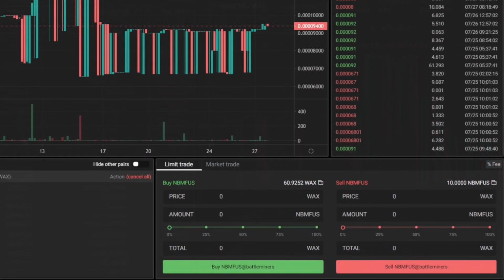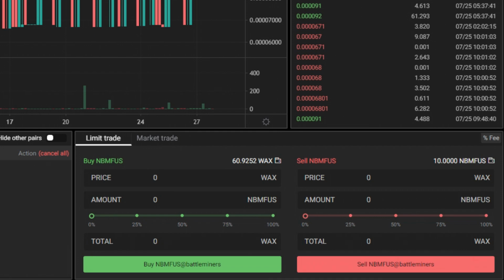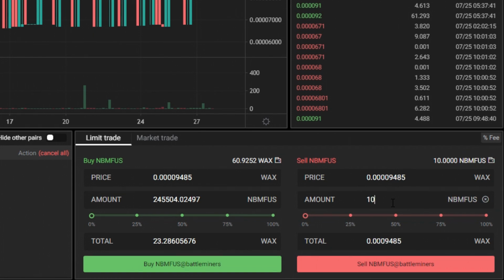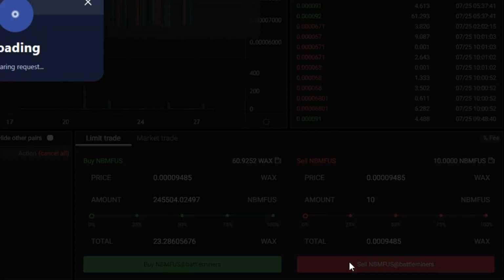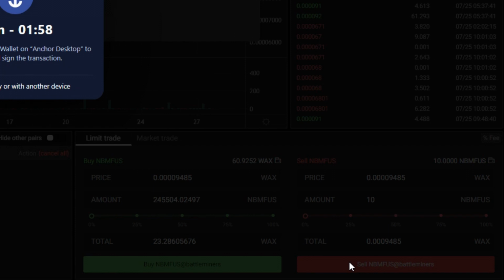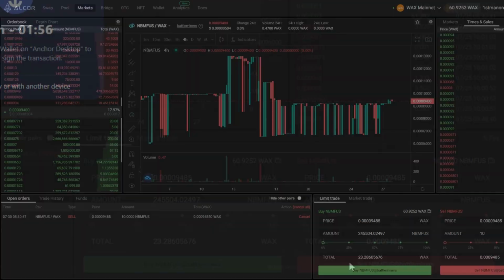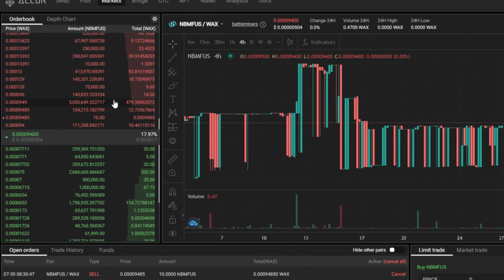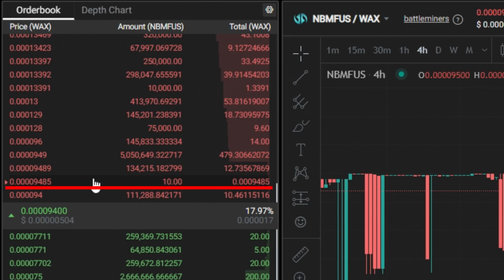In the Sell Fusium section, we will first set up our price at 94.85. Then, we will input how much Fusium we want to sell. Finally, let's click on the Sell NBM Fusium button and let's validate the transaction in our wallet. If we refresh the page, we can now see that our order has been placed. The same logic applies for buying. Now, we just need to wait.